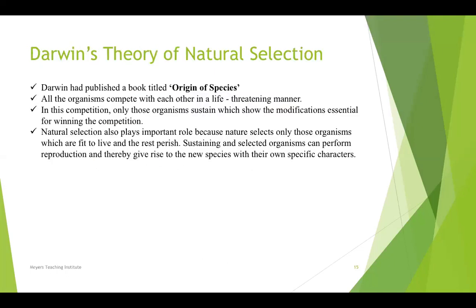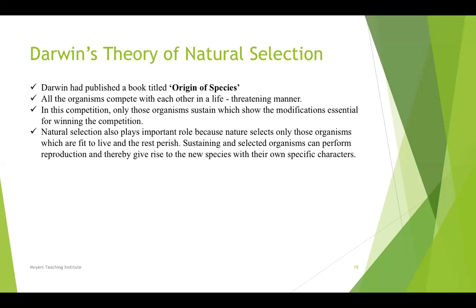Now we have to talk about Darwin's theory. Charles Darwin had collected innumerable specimens of plants and animals, and depending upon the observations of those specimens, he published the theory of natural selection, which preaches the survival of the fittest. For this purpose, Darwin had published a book titled Origin of Species.